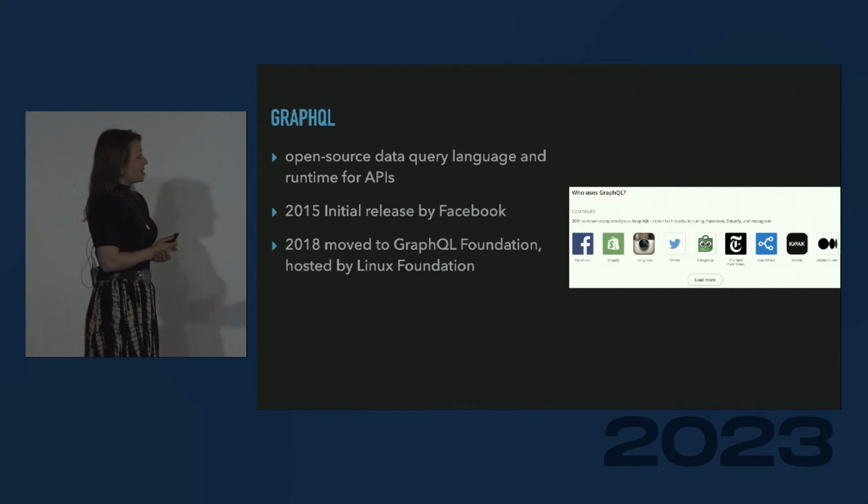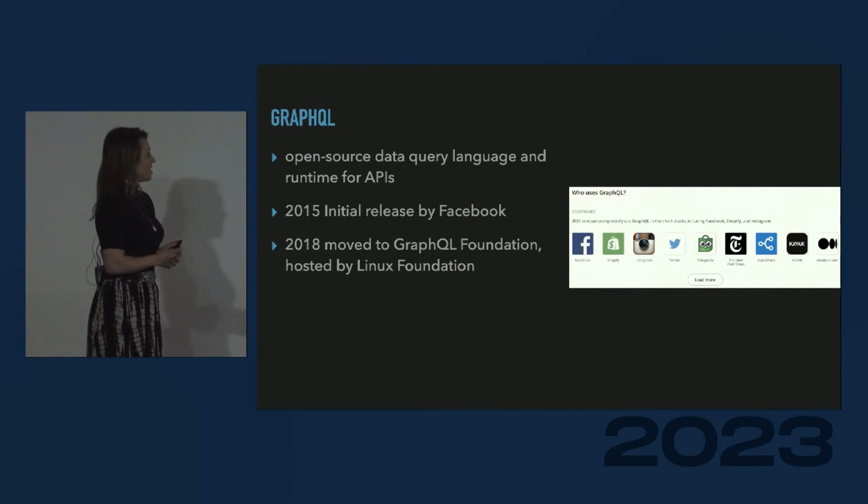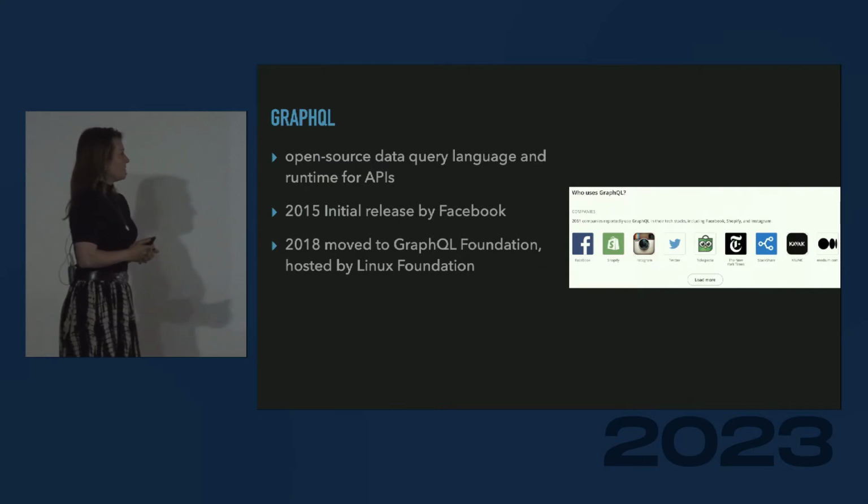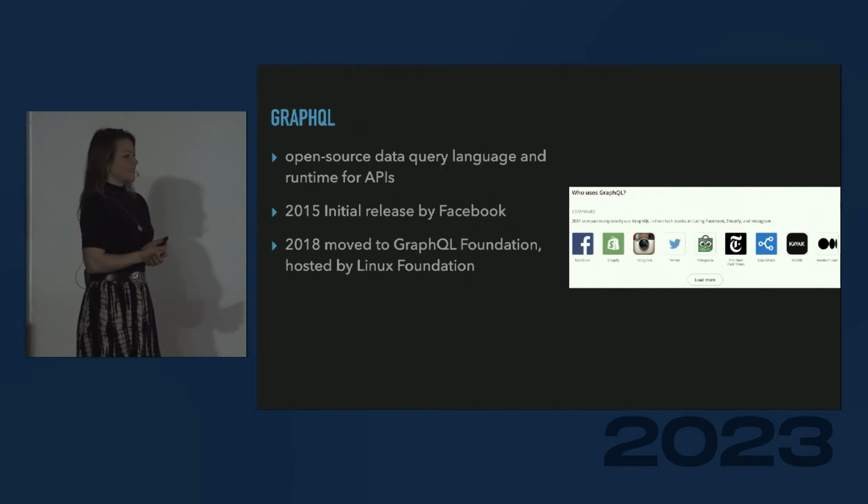And in 2018, it actually moved to the GraphQL Foundation that is now hosted by Linux. And since then, over 2,000 companies have adopted it. So you can see Facebook, obviously, but also Shopify, GitHub is one of them. And a couple more. You can expand that view and you will see. And obviously, Netflix is now also using it.